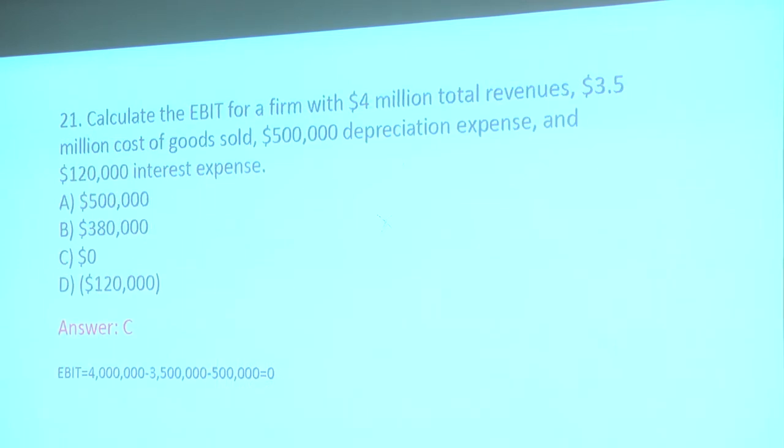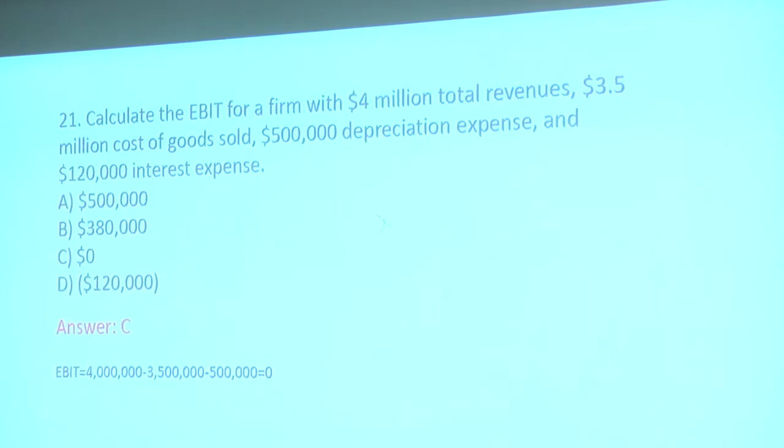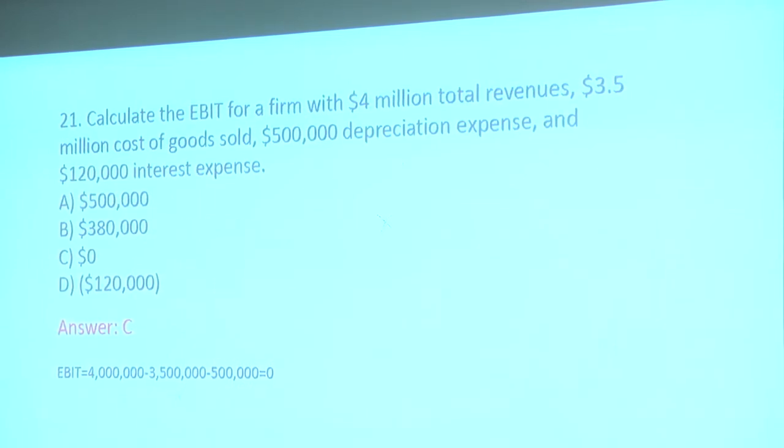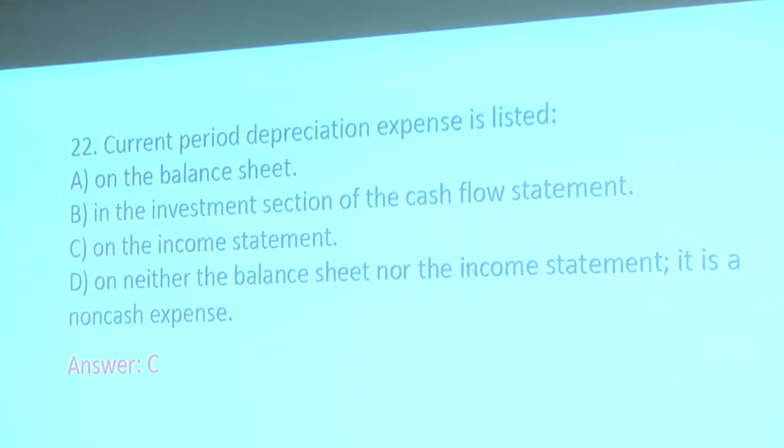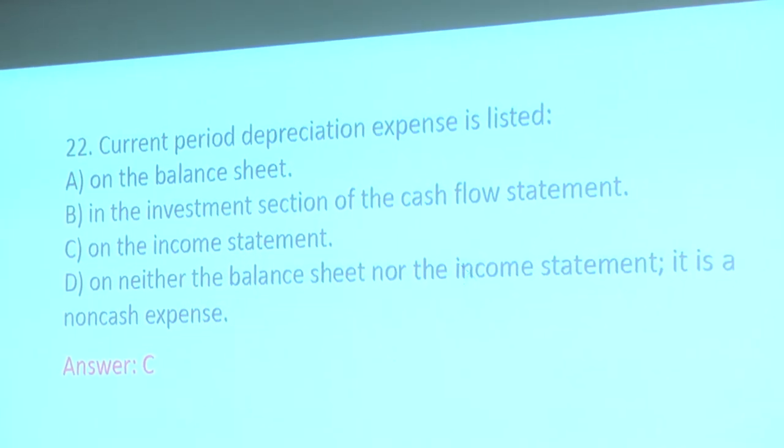Okay? So it's using the revenue, $4 million, minus $3.5 million of cost of goods sold and $500,000. And get your numbers consistent, okay? Sometimes they're using millions, but sometimes they are 500,000, okay? All right. So the answer is C, 0, okay? Current period depreciation expense is listed on the income statement, okay?